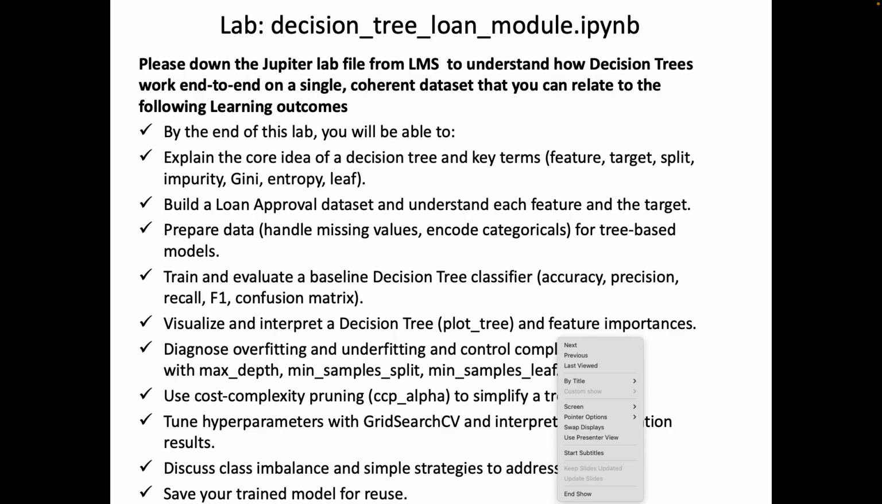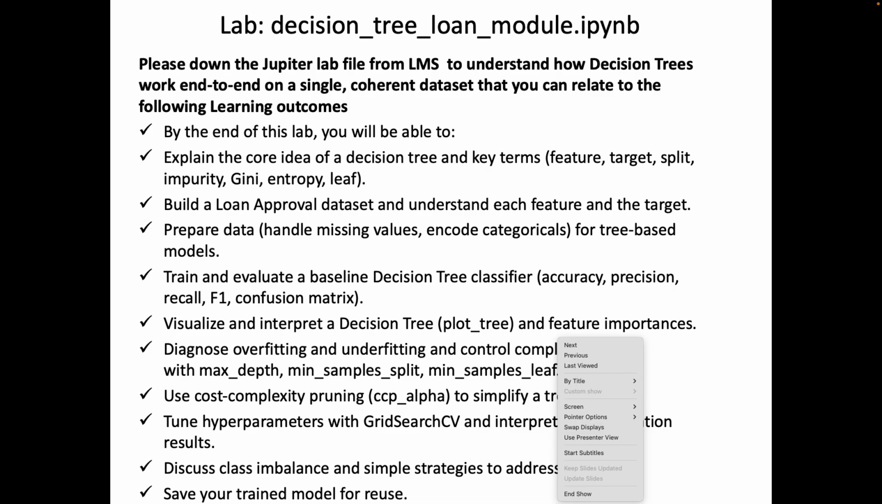Now, this is the whole theoretical background to it. What you need to do now is understand the lab. I'm going to put the lab on LMS, and by going through the lab, you'll be able to explain the core idea of a decision tree and key terms: feature, target, split, impurity, Gini, entropy, leaves. These are already explained. Then build a loan approval data set, understanding each feature and target, prepare the data set, handle missing values, that's there in the code, right?